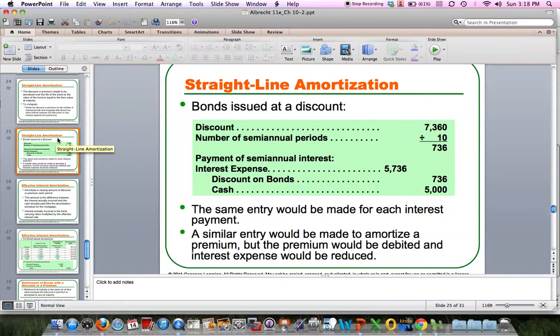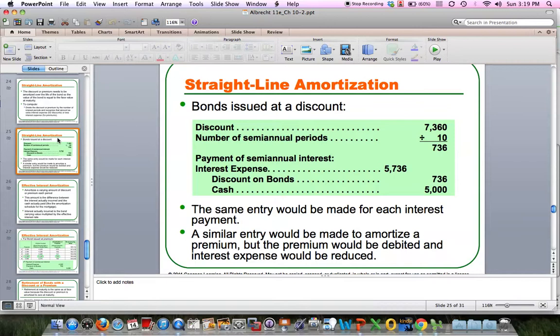And then here are the journal entries associated with that. Here's the discount journal entry, and you'll see it on pages 474, 475, and even 476. All I did was take the discount divided by 10 interest payments, and then every single interest payment is just like you see here.